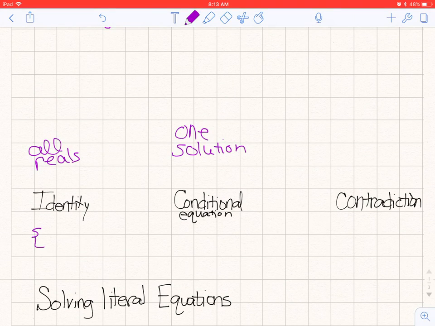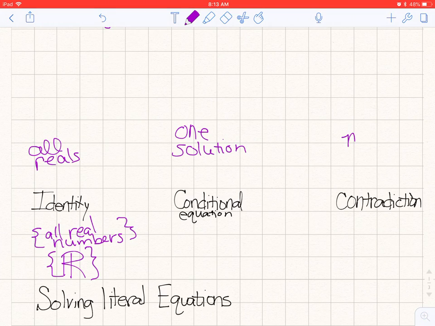So they actually write it as a solution set, and they put all real numbers inside. Something your book doesn't do, but if you wanted to, you do this little fancy R. That means the set of all real numbers. It means the same thing.